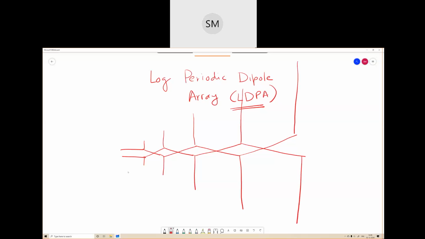Now look at the dimensions. This is Sn. Sn is the gap between the feeds. This is Sn plus 1. Okay. Dn is the diameter of the elements. This is Dn. This is Dn plus 1. Okay.